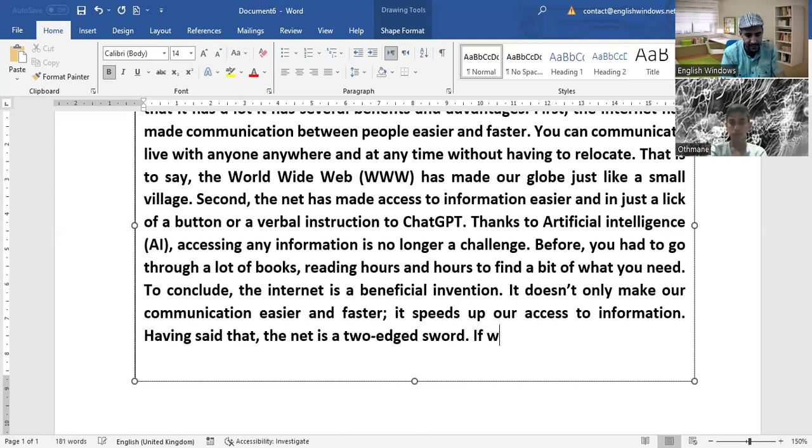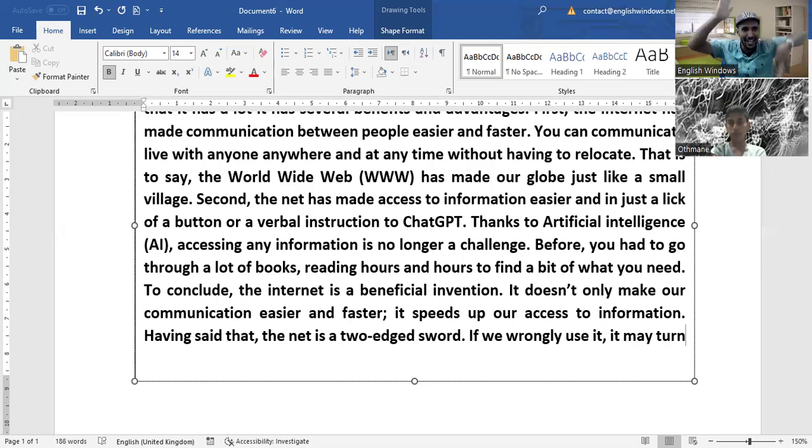If we wrongly use it, right? If we wrongly use it, what will happen? It may turn our life upside down.